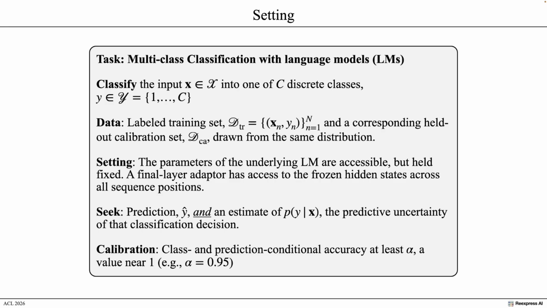We'll be given a labeled training set and a calibration set for learning. And in the present work, we'll be in the setting where we have access to the language model's parameters, but we're going to hold those fixed and train a final layer adapter. For reference, we also compare to the language models without adapters.